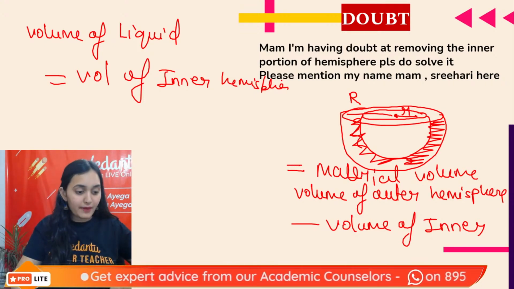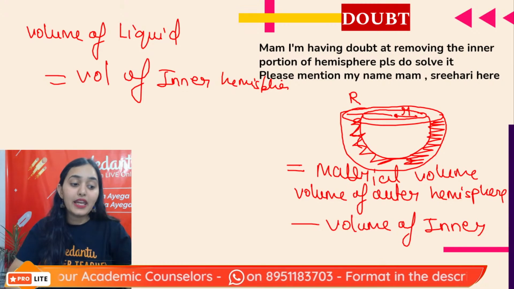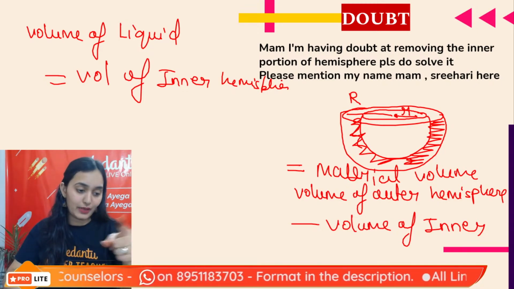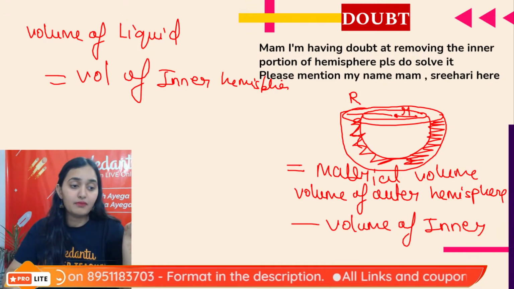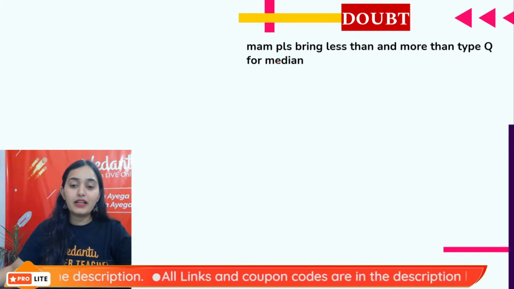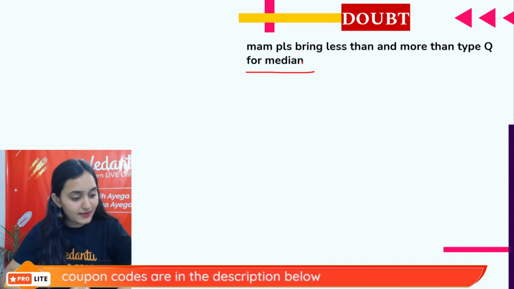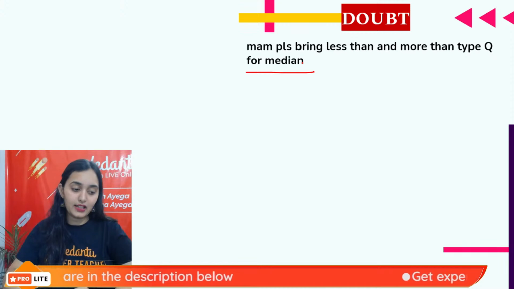That's the difference. Okay, Lorentz Francis, upstream and downstream questions can come in the form of quadratic equations. Can come, cannot come, nobody's sure. Next, please bring less than or more than type of questions for median. Here it is. Yes, you are right, Uday. That's how you will calculate it.